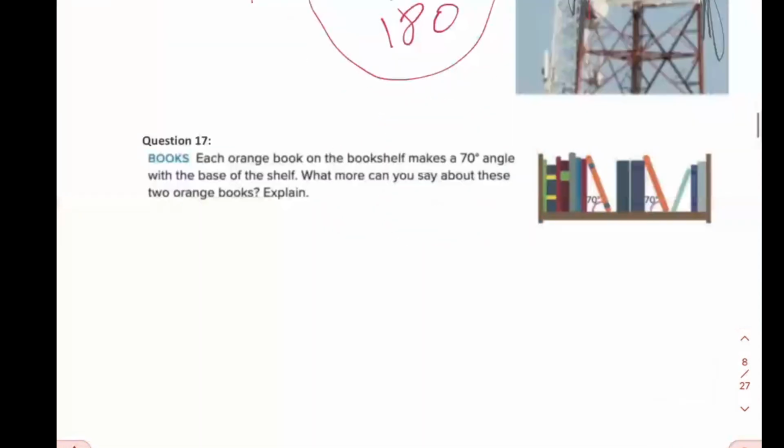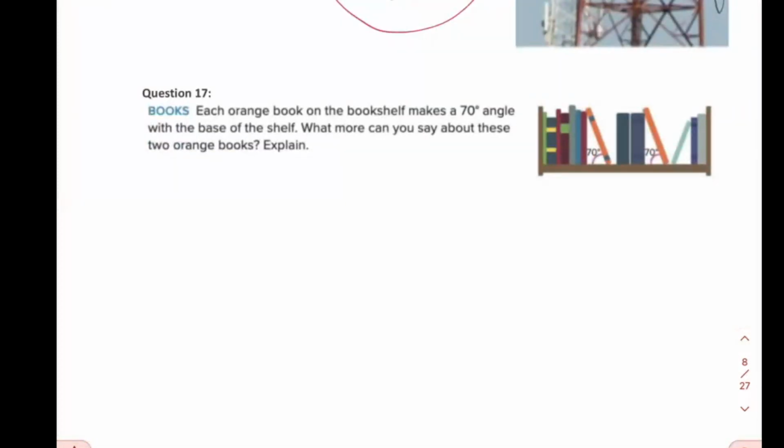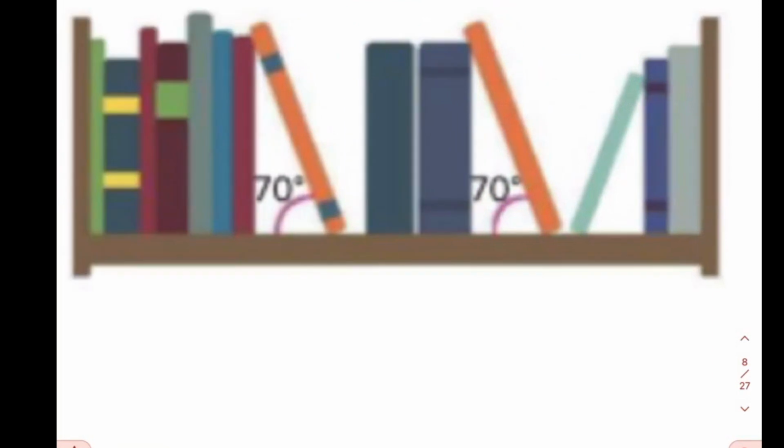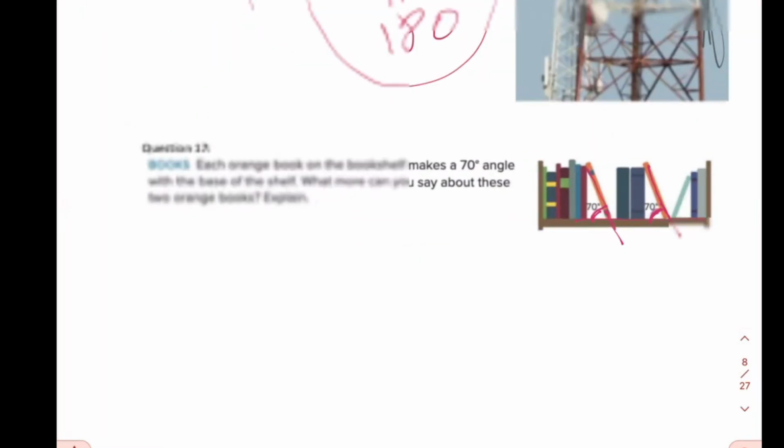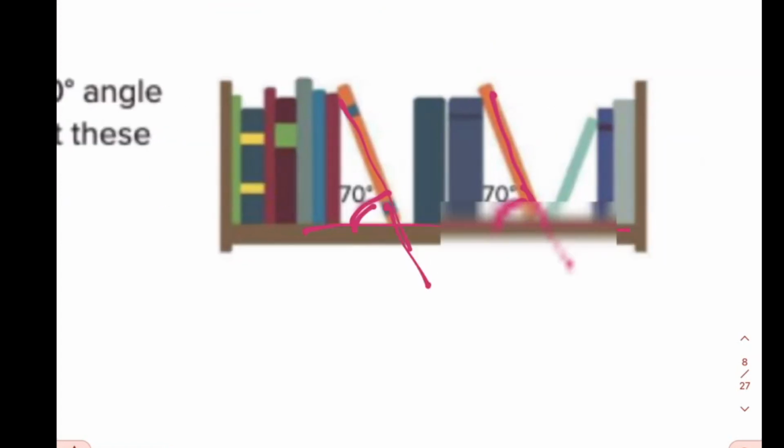Okay. We solved this in ClassClick. You can find it if you want. These two lines are parallel. These books are parallel. Because of these lines, these angles are congruent, 70 degrees each. This is the transversal, these are your lines. So they are parallel. What can you say about these two orange books? You just say parallel. Reason: converse corresponding angles. These are corresponding angles. That's it.